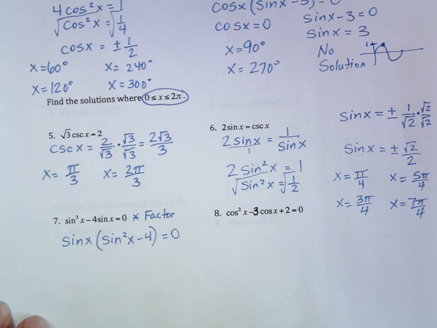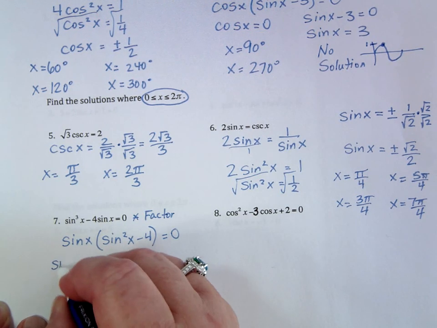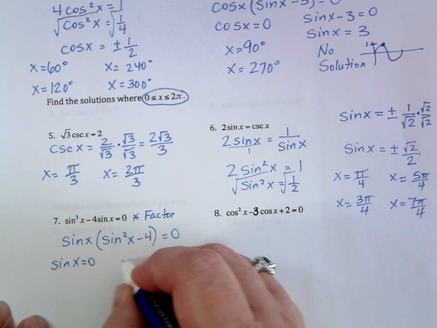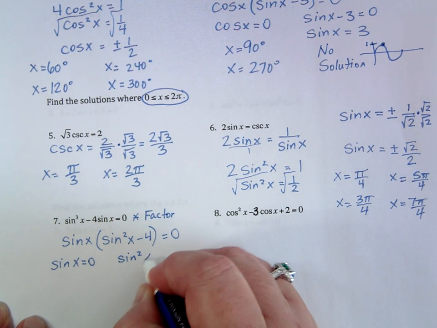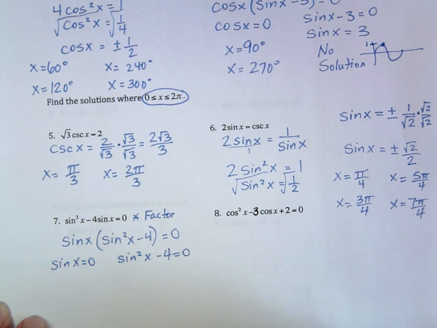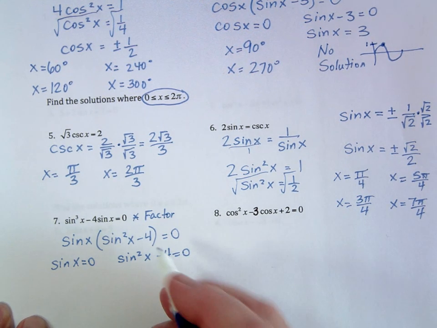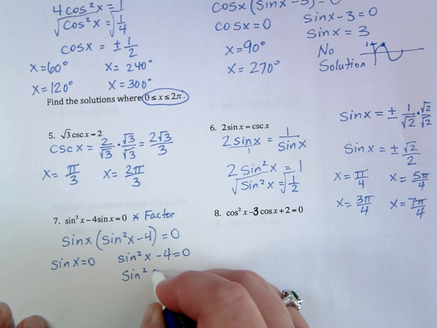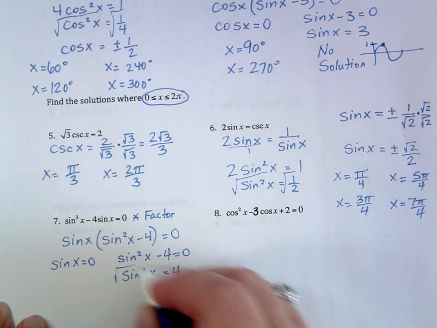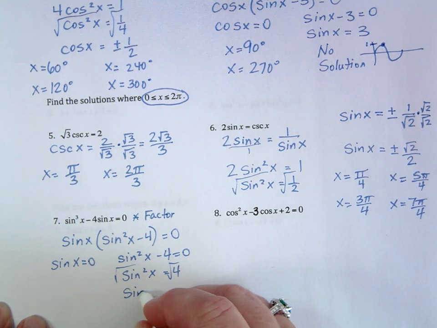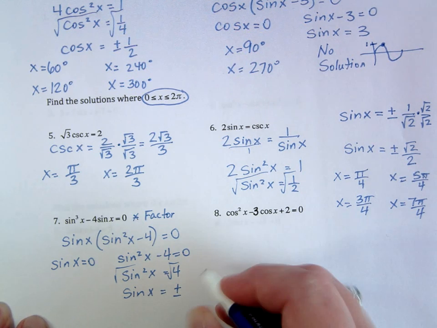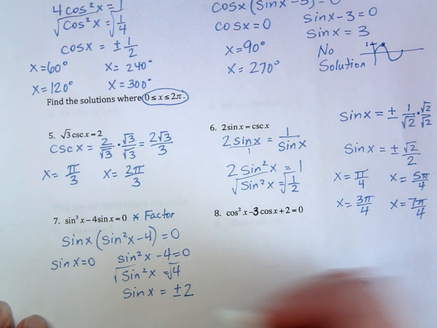Then whatever you factor out gets set equal to 0, and whatever you got inside the parentheses gets set equal to 0. This side is solved. This one I'm going to work on. Sine squared x equals 4, square root it. Sine of x equals plus or minus the square root of 4, which is 2.